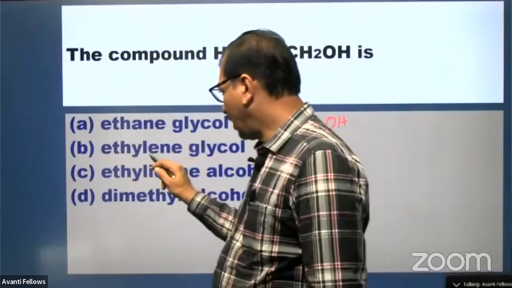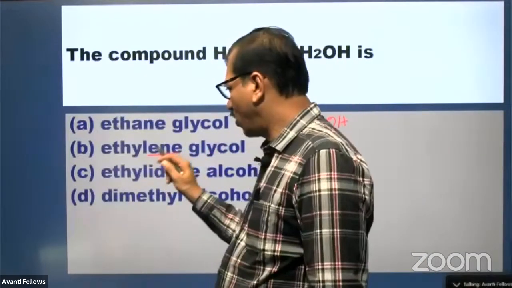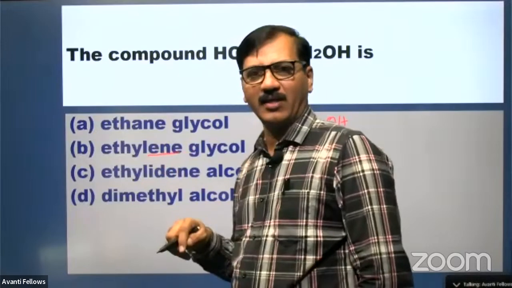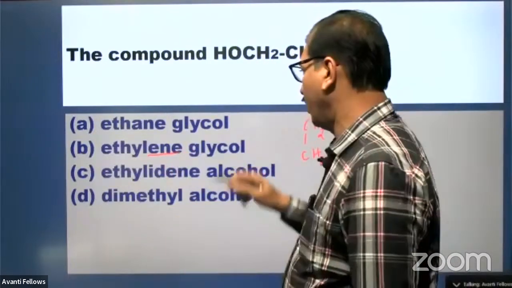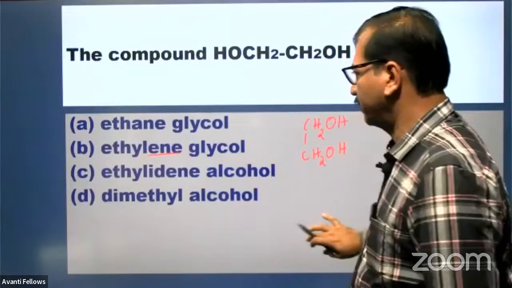But in the common name, there is 'ene', which is confusing. It is not a double bond. It is not telling anything about a double bond, and it is not the IUPAC name. Ethylene glycol is the right answer. Okay.